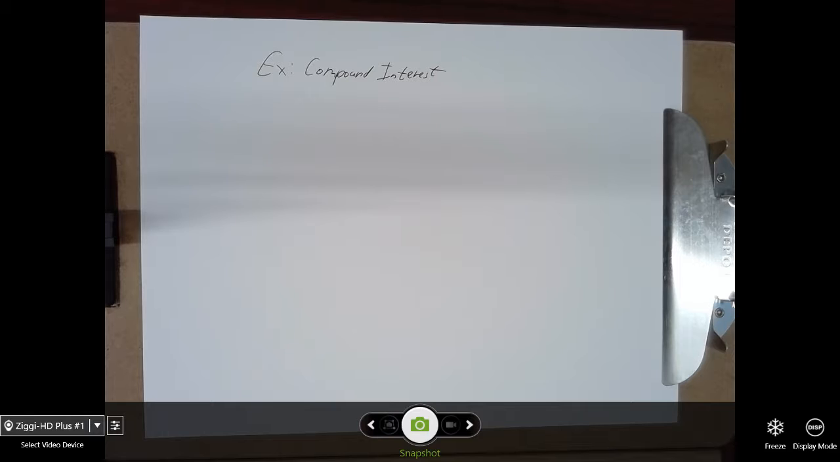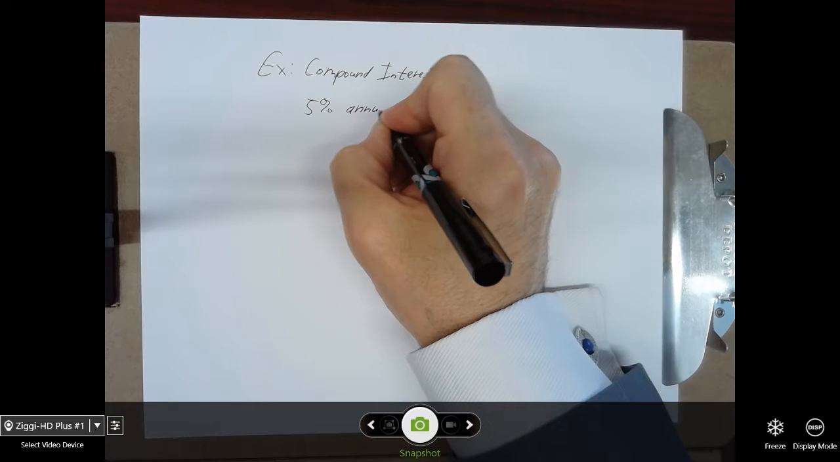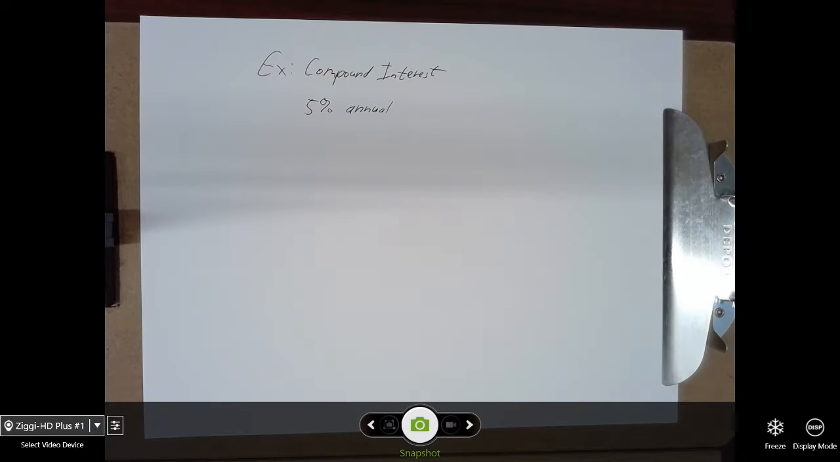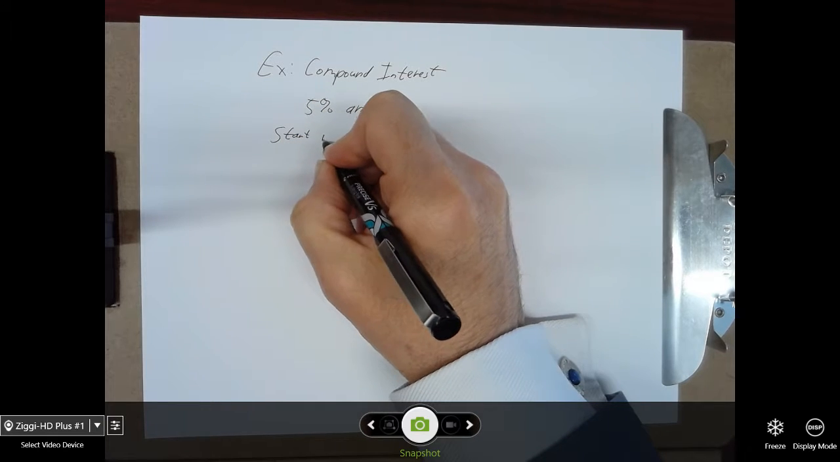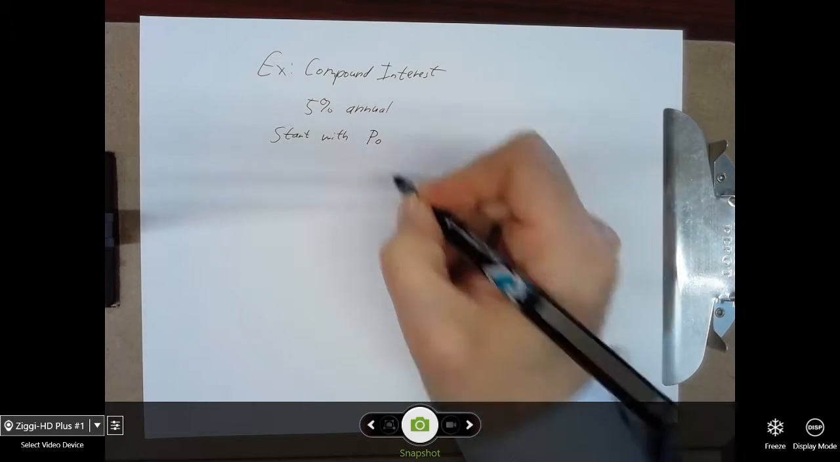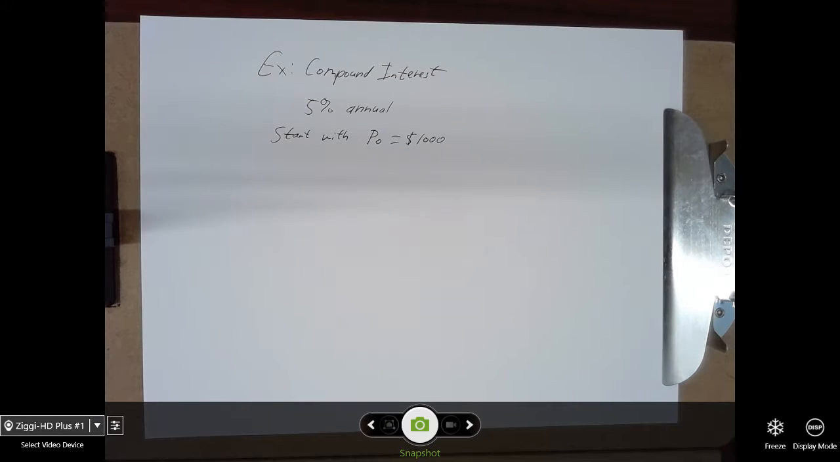Here's a real world example, compound interest. So suppose you get 5% interest annually. And suppose you start with an initial principal. I'll start with 0 for no reason. P0 equals $1,000. And you're putting it into this fictitious bank that actually pays you to put money into the bank instead of charging you. And every year they're going to give you 5% back on however much money you have in your account.